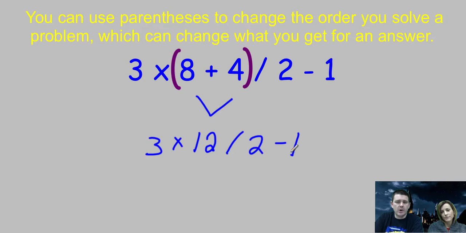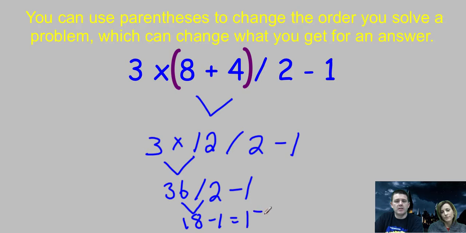Now I follow my order of operations. I've done parentheses, there's no exponents. Multiply and divide from left to right, so I'm going to multiply first. 3 times 12 is 36. Divided by 2 minus 1. 36 divided by 2 is 18. Minus 1 is 17. So by putting my parentheses here, I get an answer of 17.